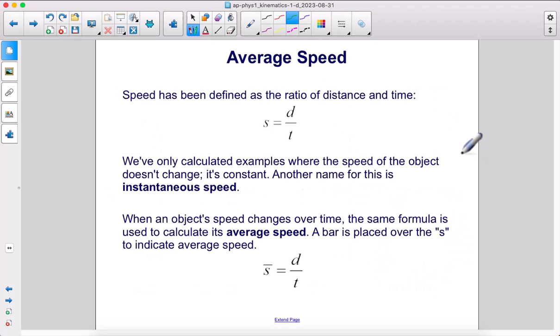Speed has been defined as the ratio of distance and time. We've only calculated examples where the speed of the object doesn't change. It's constant. Another name for this is instantaneous speed. When an object's speed changes over time, the same formula is used to calculate its average speed. A bar is placed over the s to indicate average speed.